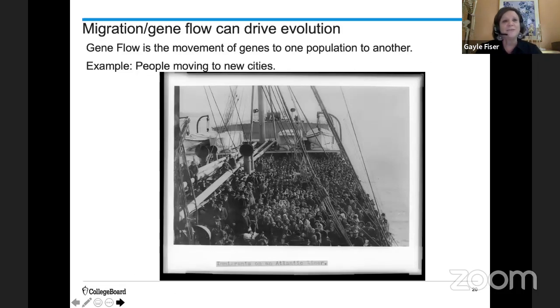Okay, the next way, let's see. We're going to talk about gene flow. This is my favorite way to talk about gene flow. This is immigrants on an Atlantic liner, and they're coming to America. When people move into a new city, they bring their genes with them, and that's called gene flow.